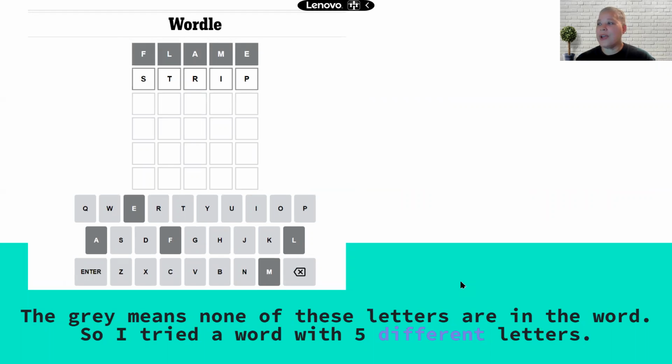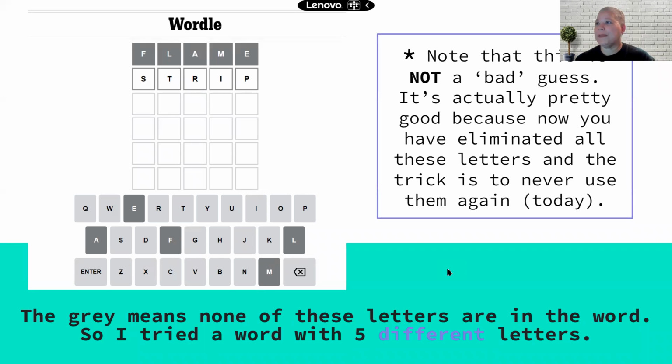Now, here I have tried another word. And you see that the first word is all in gray. All the letters are in gray, and the gray means that none of these letters that I tried are in the word. So I tried a word with 5 different letters. It's very important not to repeat letters that you have already tried because they're not going to work. Okay, so I tried STRIP.